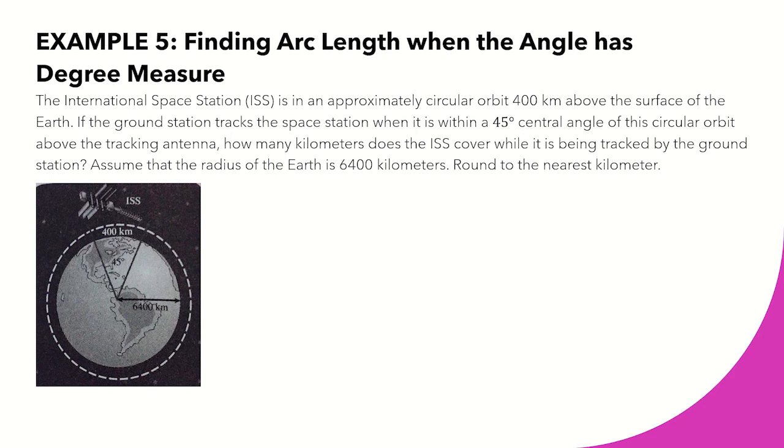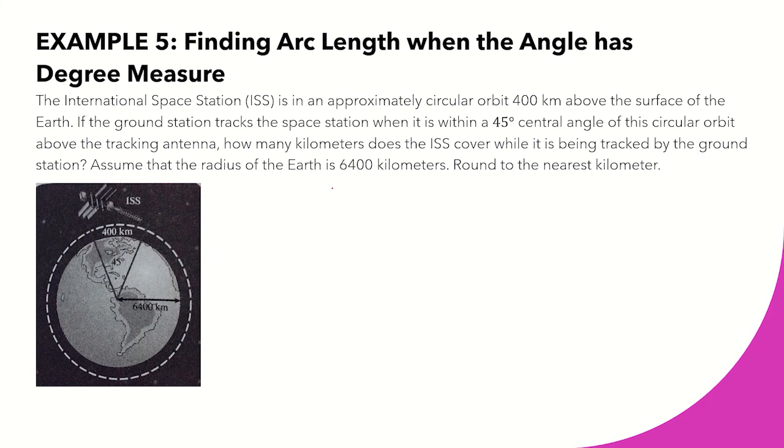Now let's have example 5, a word problem related to arc length. The International Space Station, or ISS, is in an approximately circular orbit 400 kilometers above the surface of the Earth. If the ground station tracks the space station when it is within a 45-degree central angle of this circular orbit above the tracking antenna, how many kilometers does the ISS cover while it is being tracked from the ground station? Assuming that the radius of the Earth is 6,400 kilometers, round to the nearest kilometer for the final answer.